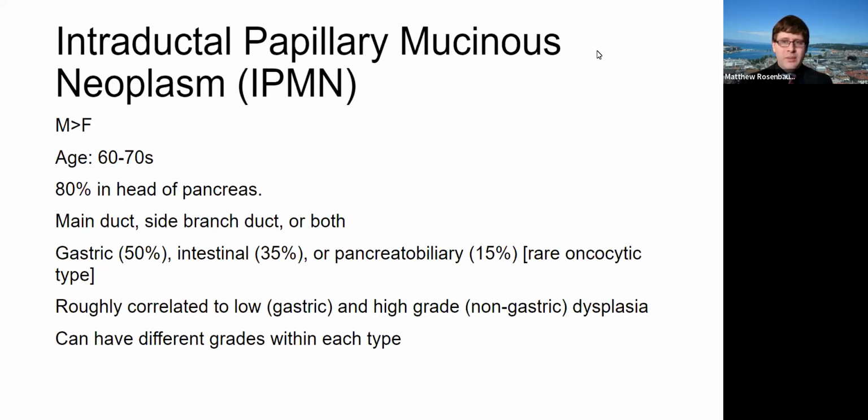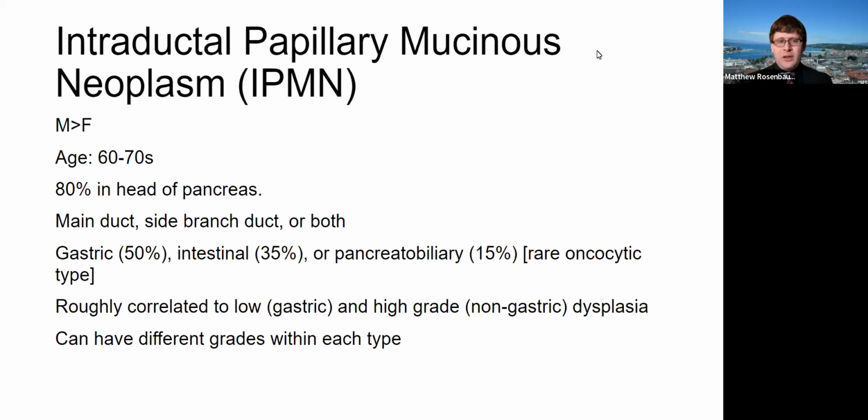If it's a mixed, they're a little bit more worried about being a main duct one, so they tend to be a little bit more aggressive about that. The types of epithelium is either gastric type, so it looks like foveolar epithelium, intestinal type looks like intestinal epithelium, or pancreatobiliary type. There's a rare oncocytic type. It looks oncocytic, highly atypical looking, is pretty rare. I've only seen a couple cases of that as well, but it tends to be moderately aggressive.